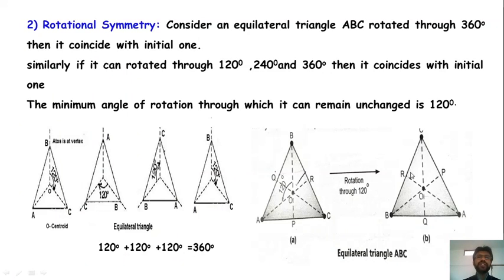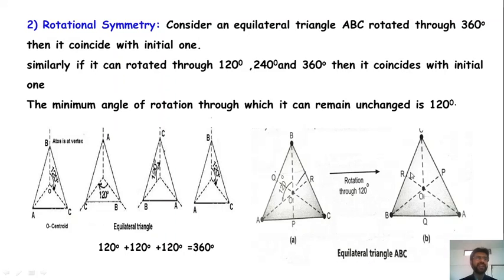Now the second one is rotational symmetry. Similarly, here if we consider the equilateral triangle ABC, if it is rotated through 360 degrees, then it coincides with the initial one. Once it is rotated through 360 degrees, there is no change in its structure, and such symmetry is known as rotational symmetry.